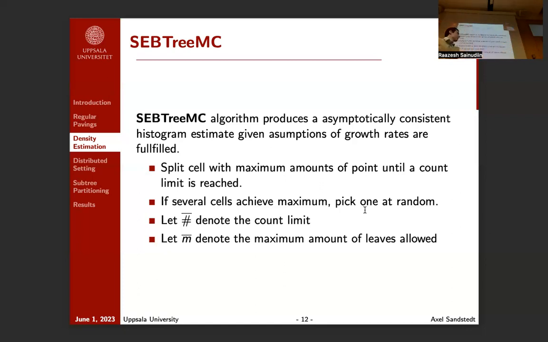Now, the rule for splitting our statistical regular paving in this algorithm is as follows. We continuously split the box that has the largest amount of points in it. And if there are several boxes or cells with the same maximum number of points, we choose one at random. The algorithm terminates successfully if every cell has just gone below the count limit, so no cell exceeds the count limit of points found in it, and we don't exceed the maximum number of leaves.